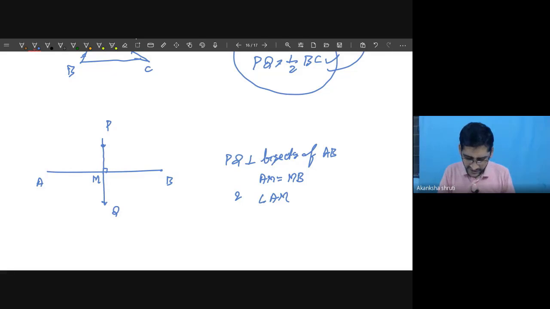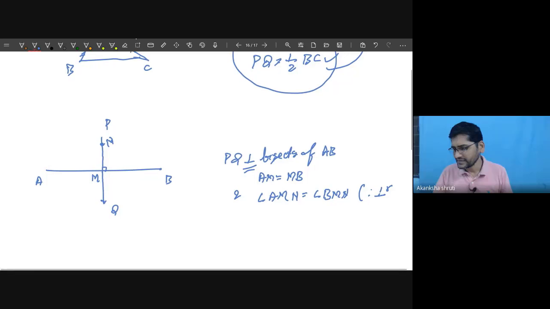Let us take the point as N here. Angle AMN is equal to angle BMN. Why? It is given as the perpendicular bisector. Since perpendicular, it is given. The perpendicular term is given to us.